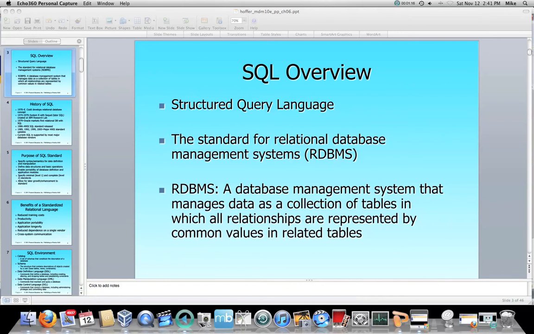So a relational database management system is a database management system that manages data, right? All of the tables should be related, as in the relations that we set up when we were setting up the logical model. And now we're dealing with the physical model. So the relational database management system manages the data that's being entered. A little history of SQL.